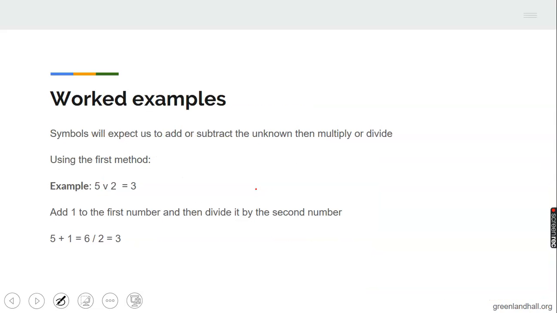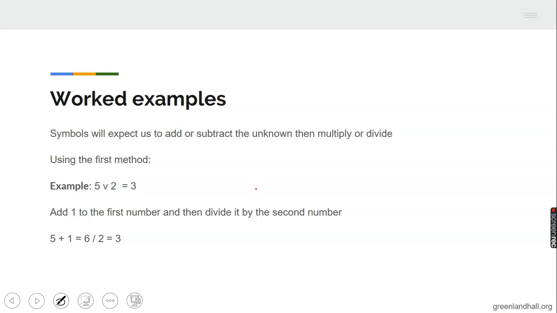Now we have some worked examples here. I have done some workings for you so that when you see any questions later, you'll be able to work it by yourself. Symbols will expect us to add or subtract the unknown, then divide or multiply. So when you see symbols, you will expect us to either add or subtract, and then when you don't know that, the next step is either to multiply or divide.